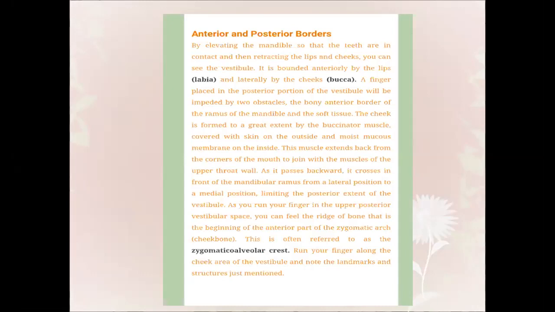As you run your finger in the upper posterior vestibular space, you can feel the ridge of bone that is the beginning of the anterior part of the zygomatic arch. The zygomatic arch makes the cheekbone. This is often referred to as the zygomatico-alveolar crest. Run your finger along the cheek area of the vestibule and note the landmarks and structures just mentioned.